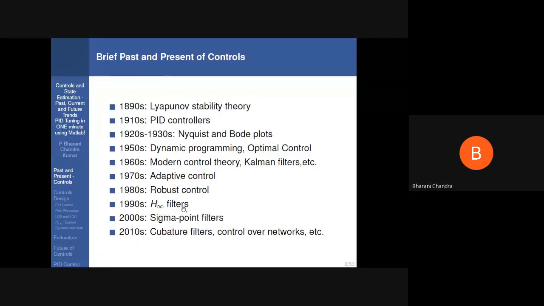In the 1990s, the extension of robust control theory for state estimation was used, which is called the H-infinity filters. And in 2000 or so, a whole bunch of sigma point filters, like unscented Kalman filters, particle filters, and so on, were proposed. Here, the problem with the Kalman filter or the H-infinity filter is that they have been designed for linear systems.